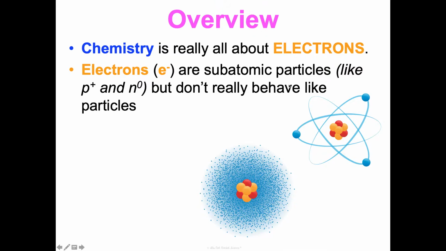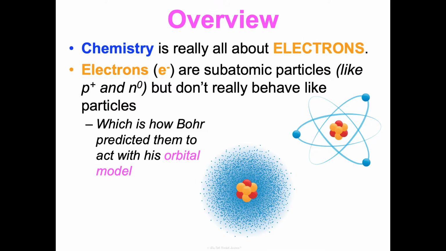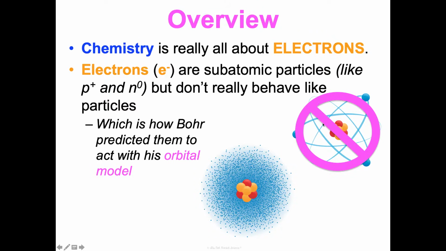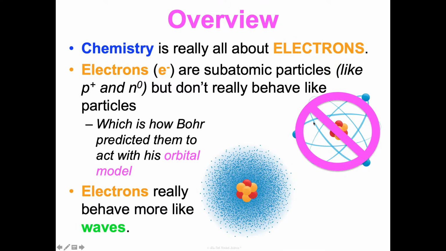Even though they are subatomic particles, they don't really behave like particles, which is how Bohr predicted them to act with his orbital model. If you remember from our last unit, we drew Bohr models to represent the structure of an atom. And I love Bohr models from a two-dimensional standpoint. They really help us to actually see the structure of the atom, but they aren't fully accurate in terms of really representing how electrons behave. So this kind of model just isn't the best way to depict electrons. It's much better to depict them like this, because electrons behave much more like waves than they do like particles. And that's what we're going to look at first today.